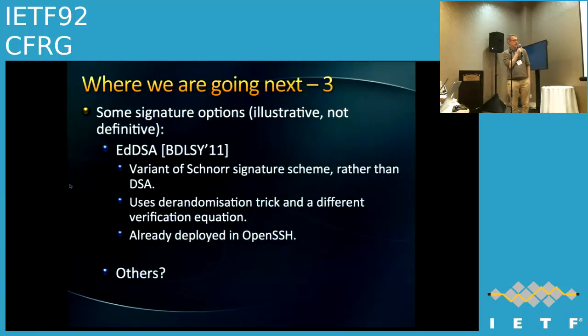This was developed by, gosh, a bunch of people. I guess the B is for Bernstein, the L is for Lange. The other ones I can't remember right now, so apologies if anybody's here from that set of authors. It's not a DSA-like signature scheme, it's more like a Schnorr signature scheme. This combines the de-randomization trick and a different verification equation. It has some computational advantages because it avoids an inversion during signing, and this is actually already deployed in OpenSSH, so there's some usage experience out there in the real world. And I mentioned the question mark others, because there might be other things that people here want to consider.